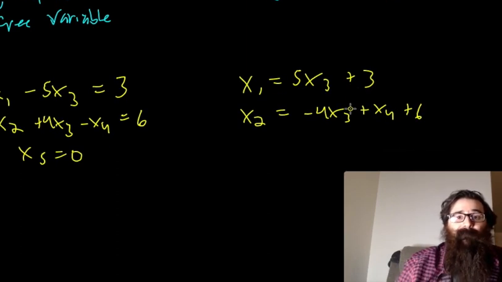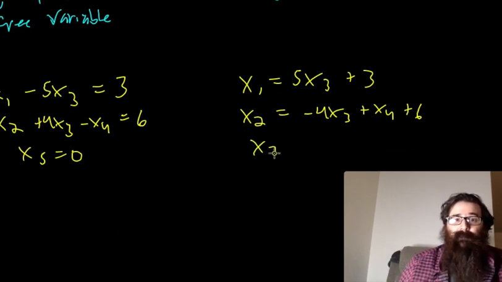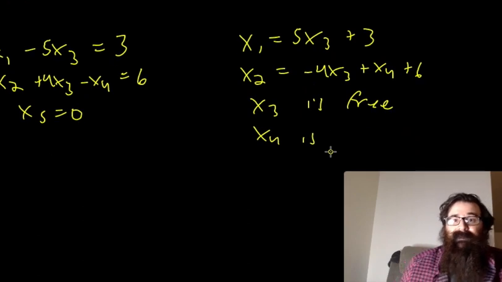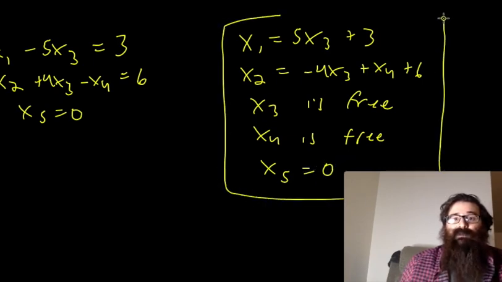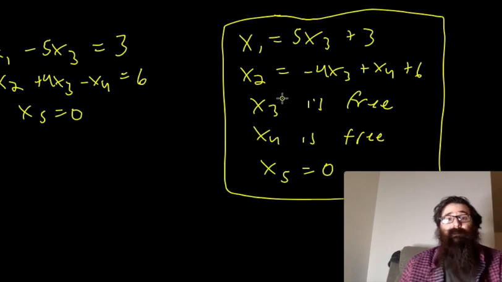Now x3 and x4 are the free variables, so I'll just give them a mention here. x3 is free, x4 is free, and then x5 is actually 0. And this is how my solution looks. That's a description of my solution there.